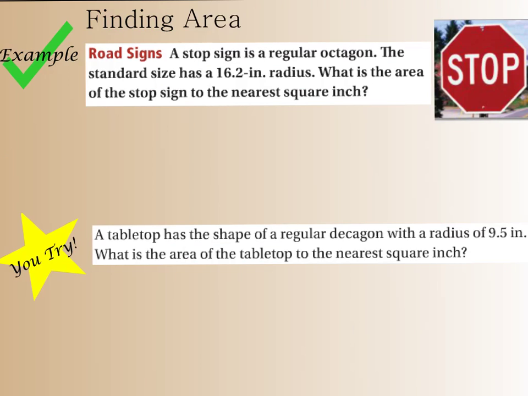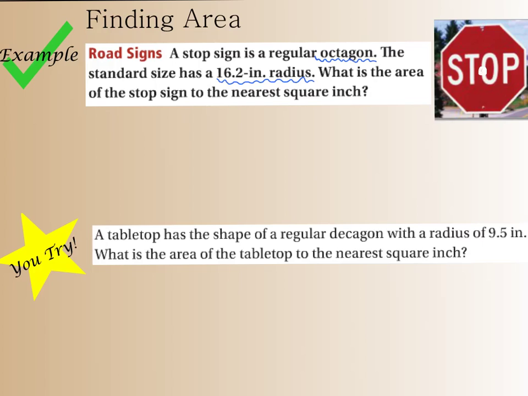So here we've got another example of the same thing. They give us a stop sign. They say the stop sign is an octagon, so that's good to know. We should definitely know that a stop sign is an octagon so that we can do this problem. The standard size has a 16.2-inch radius. Okay, so let's draw that in. I'm going to switch. I'm going to use white because I think that'll show up here.